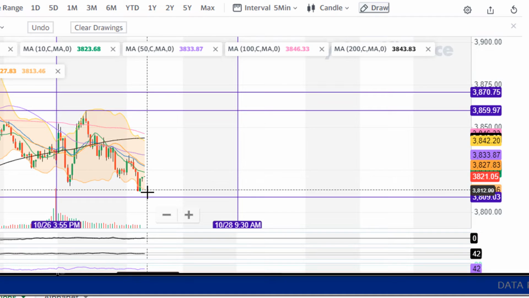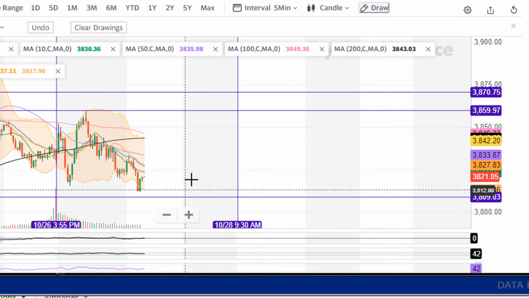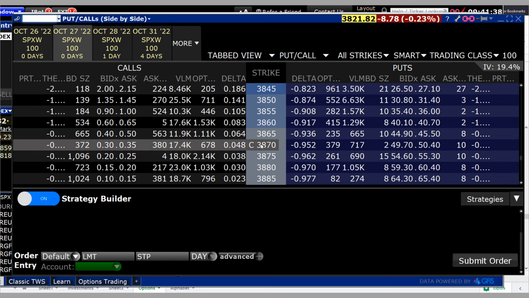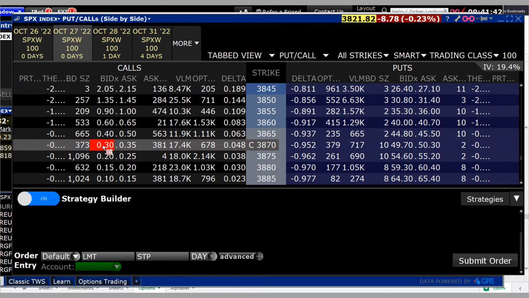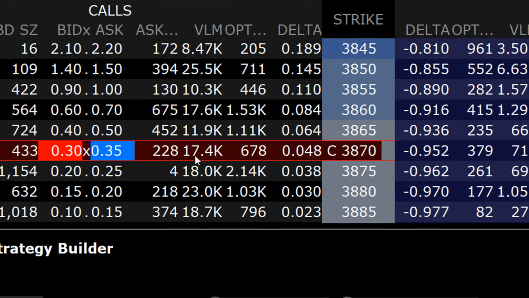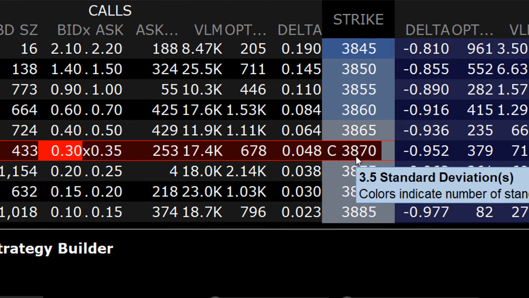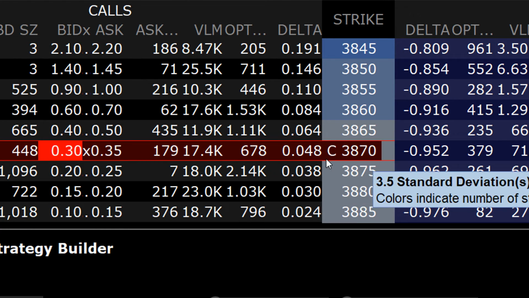It's not likely for the market to reverse and roar back up to 38.70. It'll have to go past a lot of resistance. And looking at the 38.70, so that's 3.5 standard deviation, and I'll make about 30 cents from that. That's pretty good. Like before, I typically want to choose something over 3 standard deviations. So like over here, 2.8, that's too risky, but here is pretty good.